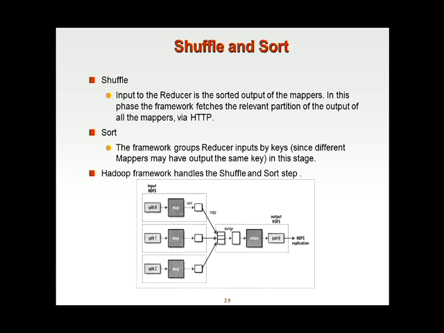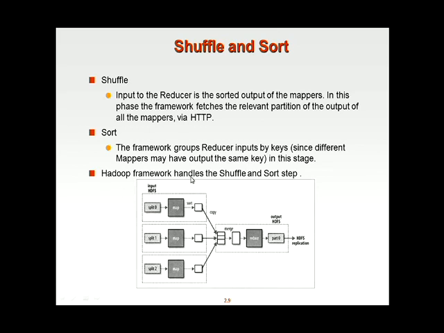So mappers generate some intermediate results, and the intermediate results will be grouped and sorted, and these are the input of the reducers. So in this phase, the framework will fetch the relevant partition of the output of all the mappers using HTTP protocol. So the reducer will go to all the mappers to get the relevant data, and then merge them as an input for the reducer. So it's kind of the shuffle step. And for sort, the framework will group the reducer input or the mapper output by the keys, and then sort the keys.